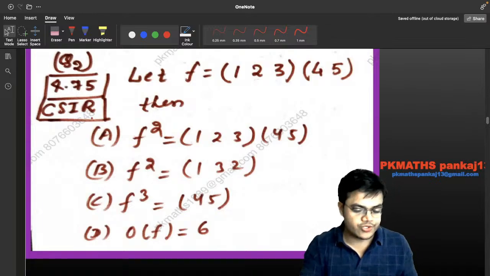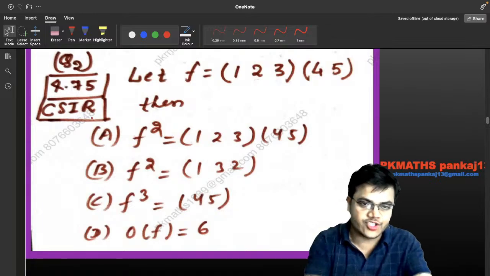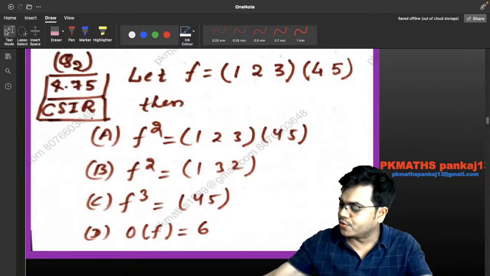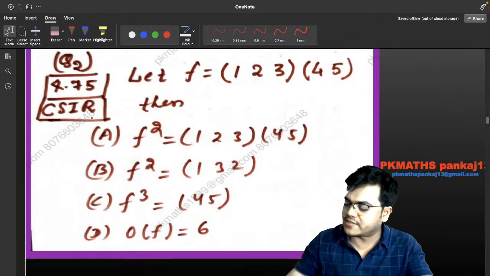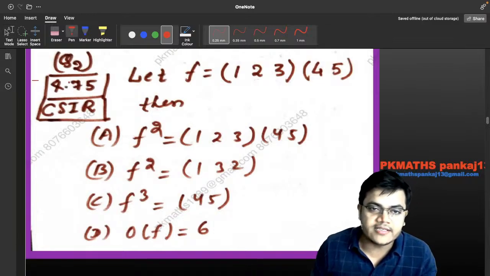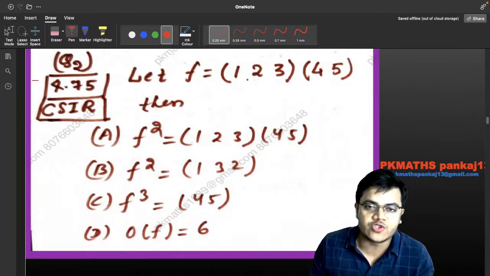Okay, so you should try your level best to give the right answer, because with the help of the questions we are trying to understand the concepts, understand group theory in a very beautiful manner. Okay, so what is the thing over here? F is equal to (1 2 3)(4 5).